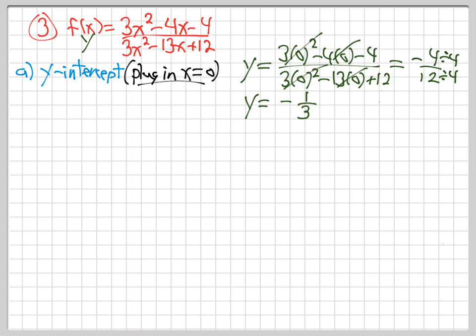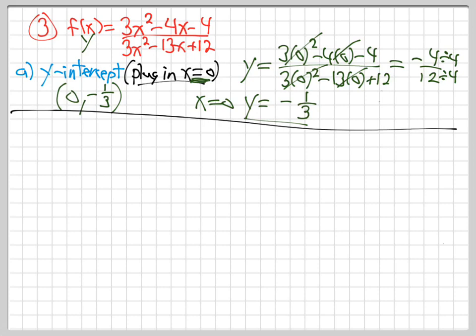So the actual y-intercept point then is over 0, down 1/3. Remember, it has an x equals 0 along with that y value. So x equals 0, y equals minus 1/3. There's the y-intercept point. Okay, now question B. So we got that one. Question B.